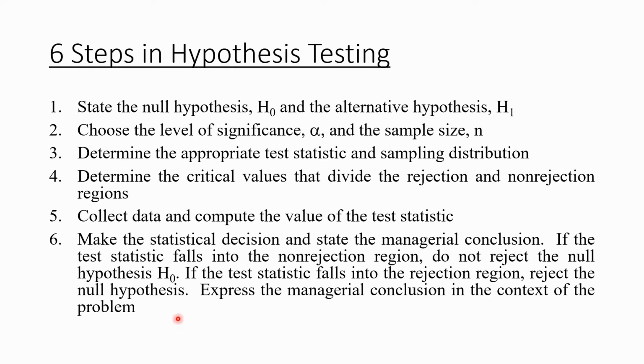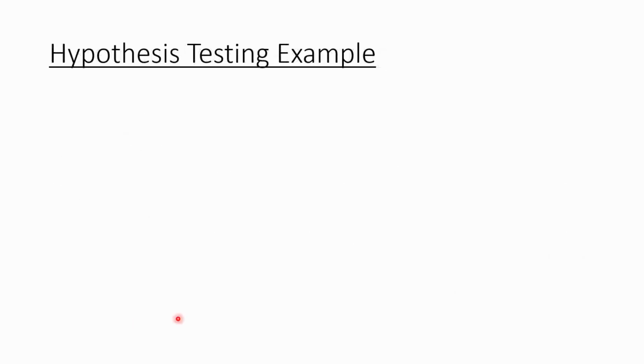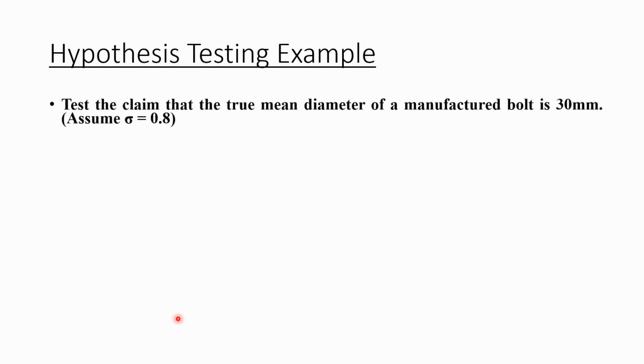So let's have a look at an example now. We are looking at the same example which we looked at before as well. You're testing the claim that the true mean diameter of a manufactured bolt is 30 millimeters. Look at the claim, the true mean diameter. So you're testing the mean. And you're given the population standard deviation. So when you read this question, you know, okay, you're given the population standard deviation and you're talking about testing a claim for population mean.